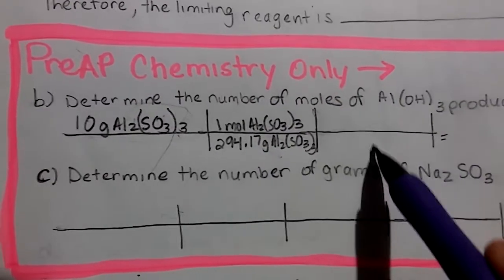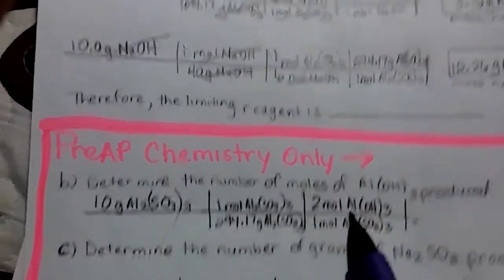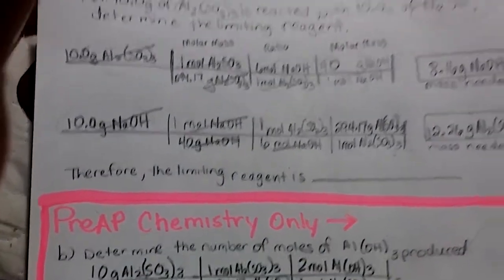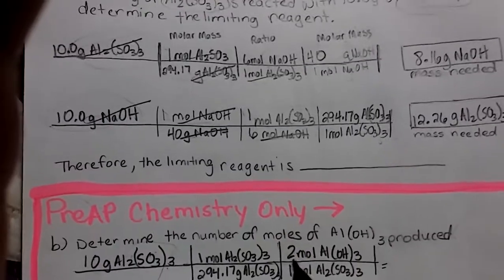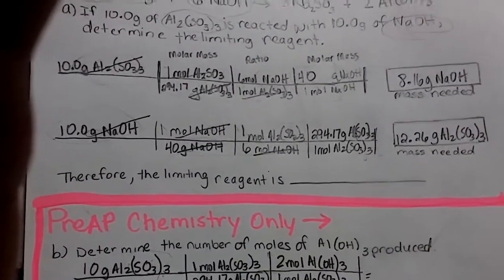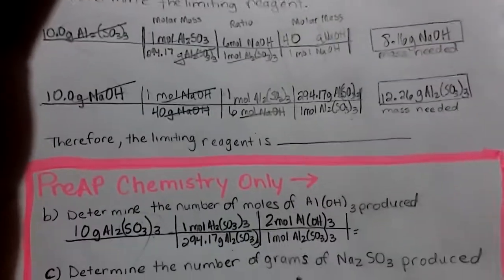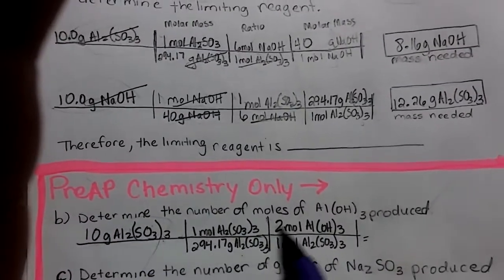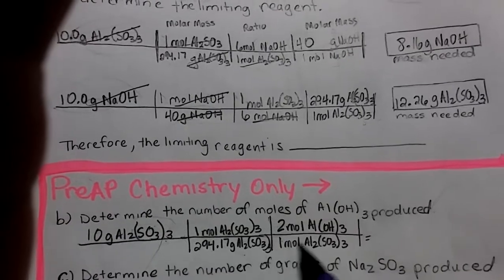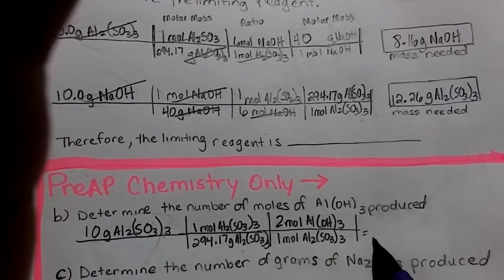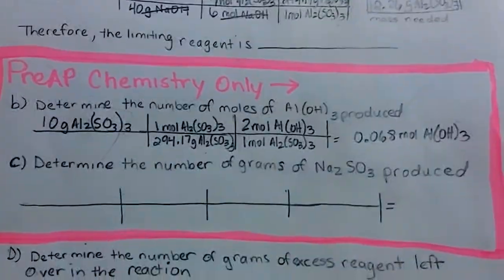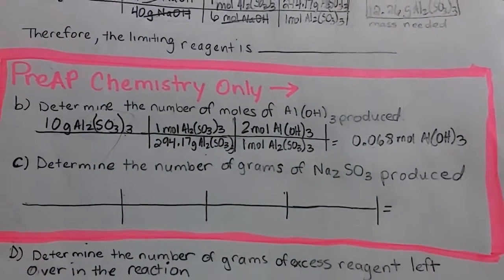Okay, just remember that these are the coefficients that are in the balanced equation. So the ALOH3 has a 2, which is why I put the 2, and the Al2SO3 has a 1, which is why I wrote the 1. So now you multiply the numbers across, multiply the bottom ones across as well, divide the top by the bottom to get your answer. Okay, and it's calculated to 0.068 moles of ALOH3.